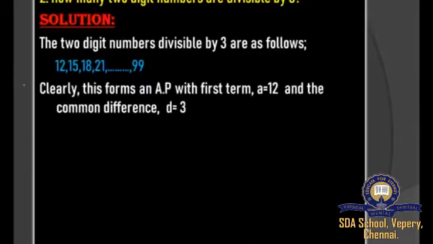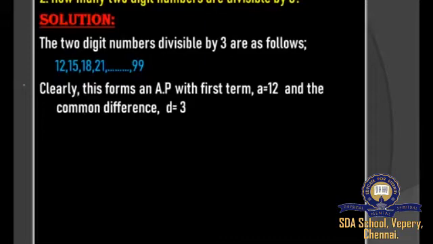Then here what is given? Clearly this forms an AP with first term 12. In the first video itself I told you, whatever the question is given, the first thing we have to do is check whether the given sequence is an arithmetic sequence or not. So here I have taken one sequence, right? 12, 15, 18 and so on to 99. We have to check here also whether the given sequence is an arithmetic sequence or not.